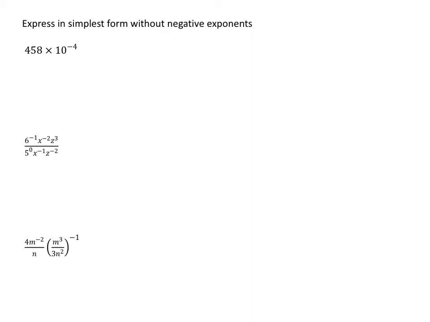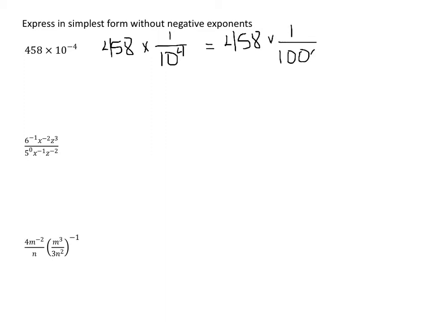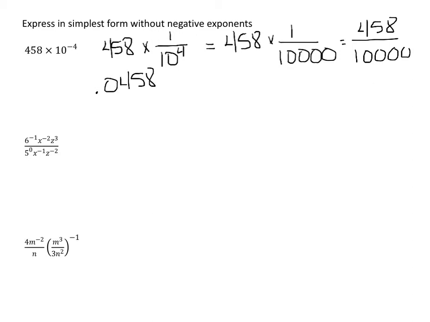So we will start with expressing in simplest form with no negative exponents. So we have 458 times 10 to the negative 4th, so that's 1 over 10 to the 4th power. That means a 1 with 4 zeros. And that ends up being 0.0458. This is called scientific notation. We will not spend time in this class on scientific notation, but you will see it a lot in your science classes.